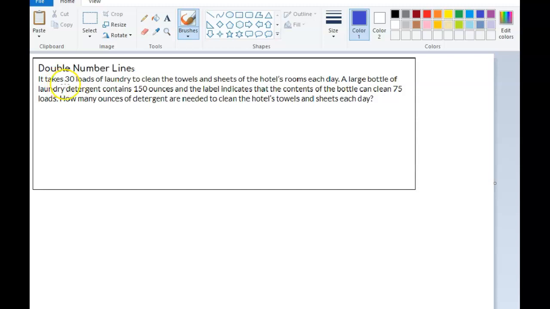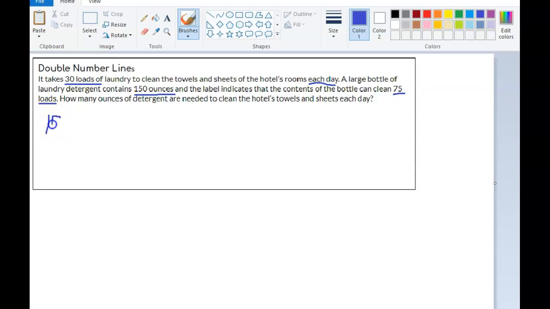It takes 30 loads of laundry to clean the towels and sheets of the hotel's room each day, okay? A large bottle of detergent contains 150 ounces, and the label indicates that the contents of the bottle can clean 75 loads. How many ounces of detergent are needed to clean the hotel sheets each day? Okay, so if I read, I see a sentence with two different types of units in the same sentence. Okay, I'm going to use that as my ratio.